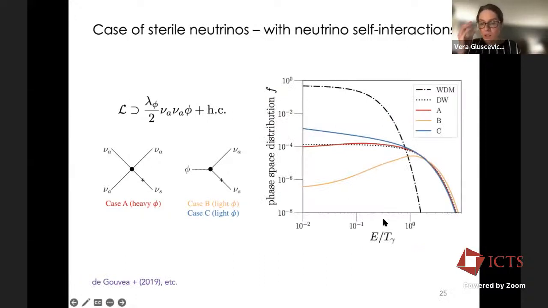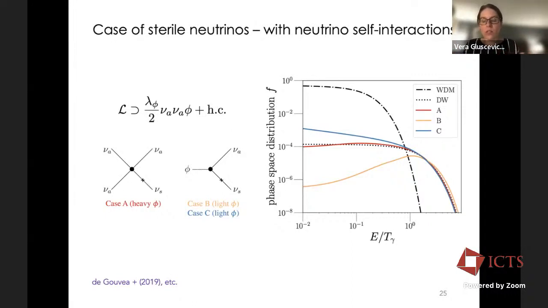And in terms of the cosmology, with this non-thermal production of sterile neutrinos, depending on which production channel you go through, which diagram is relevant in the regime that you're looking at, the dark matter phase space distribution is different. So the three different scenarios, A, B, and C, are shown in colored lines here. The original Dodelson-Widrow mechanism is the dotted black, and then there are other options as well.